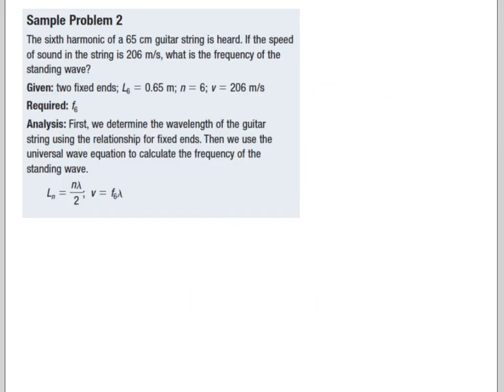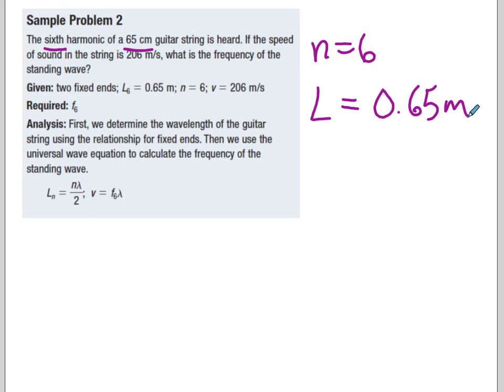Okay, next one, the 6th harmonic. So right away that tells me something. N equals 6 of a 65 centimeter guitar string. Okay, so that right there's a lot of information told. The length of the guitar string is 65 centimeters. So I'm going to do a couple things. I'm going to write that as L. That length of the guitar string is fixed. It doesn't change. Okay, that's our medium.